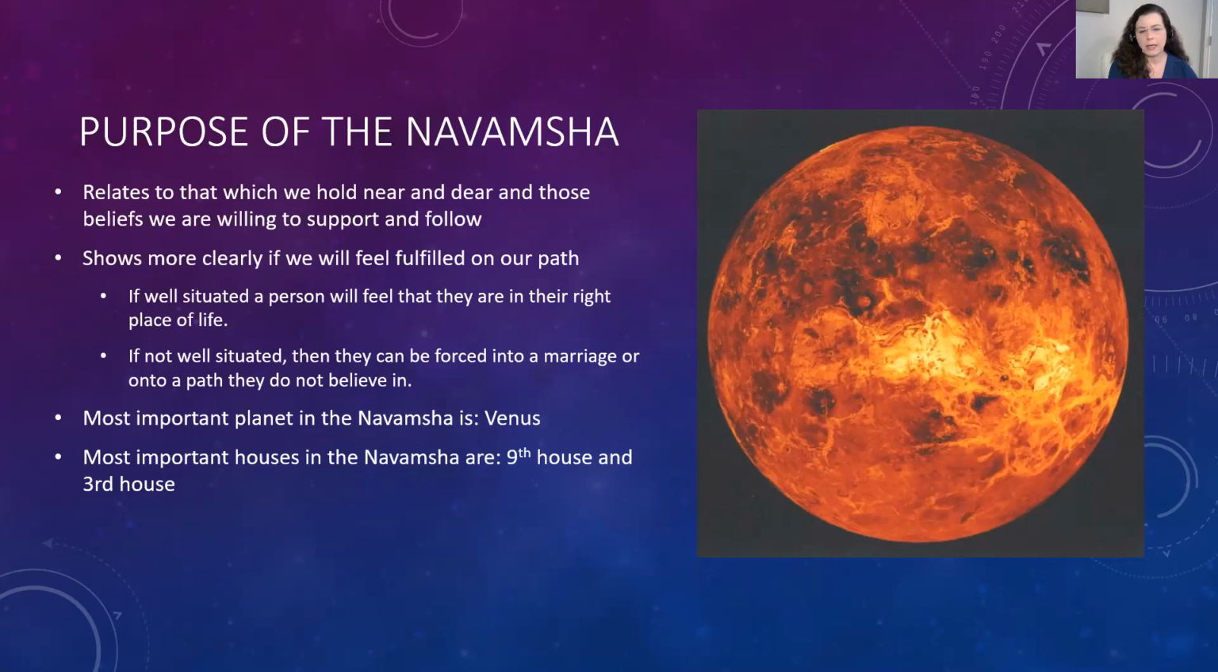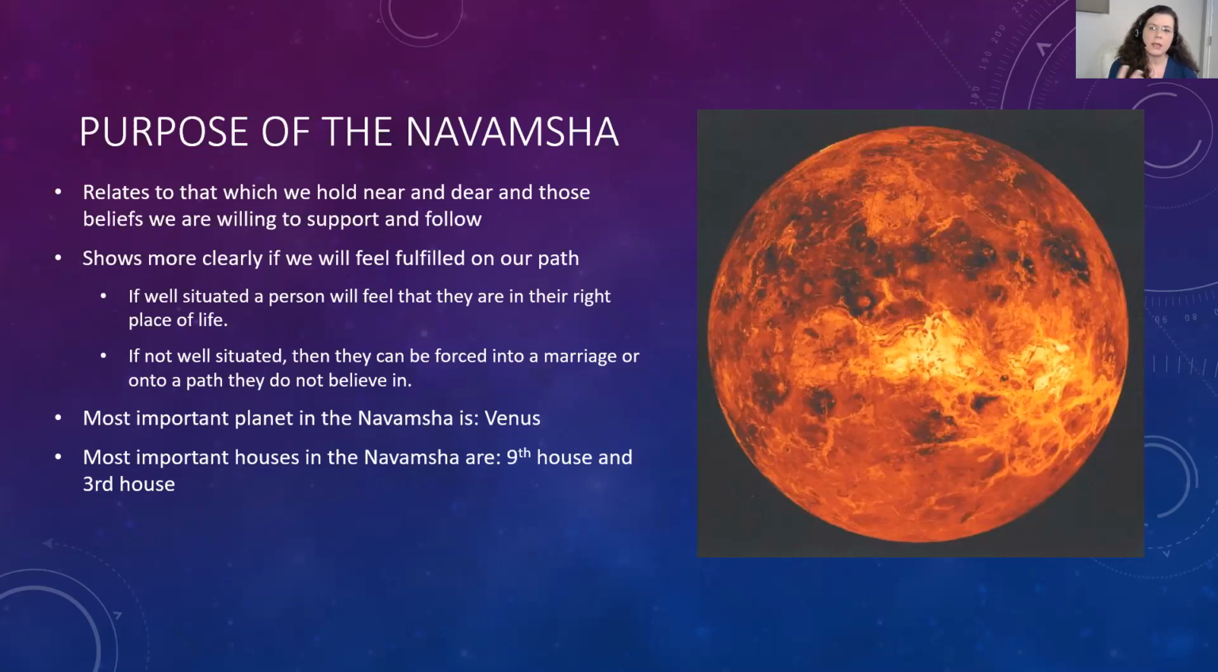The most important planet in the Navamsha is Venus. And when we consider Venus, Venus is that which makes life worth living. It brings a sense of purpose to things, and it's trying to find meaning out of the things that happen to us. When we have a good Venus, we're able to find meaning everywhere. Venus would be the comforter and makes a person feel better.